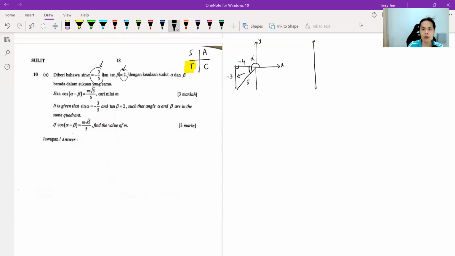Now, for your beta, again, I draw in quadrant number 3 like this. Your beta is positive, but tangent, remember, is opposite over adjacent. If you get 2, 2 means 2 over 1. So that means this is 2, this is 1. But remember to put the negative in front of 2 and in front of 1, because it's on the left-hand side and below the x-axis, so coordinate-wise, both should be negative.